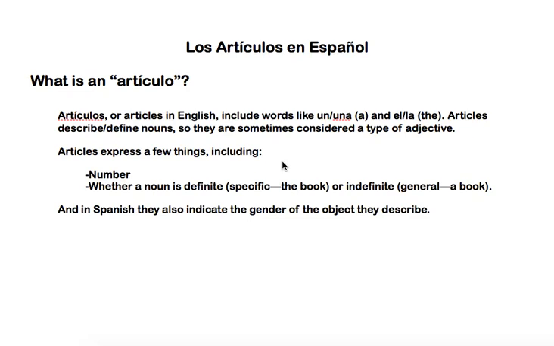¿Cómo están? Today's lesson is on los artículos en español. What is an artículo?